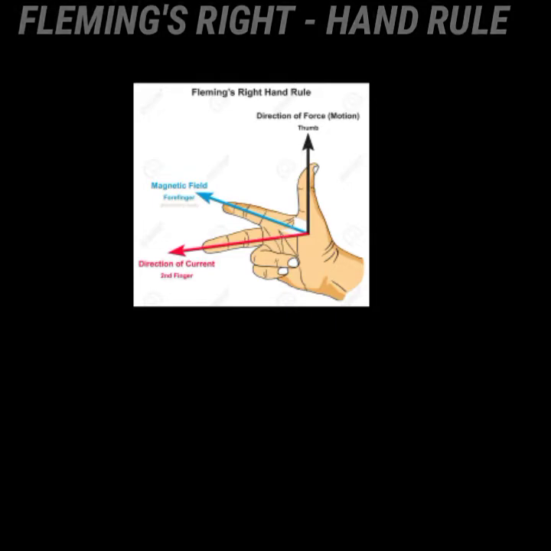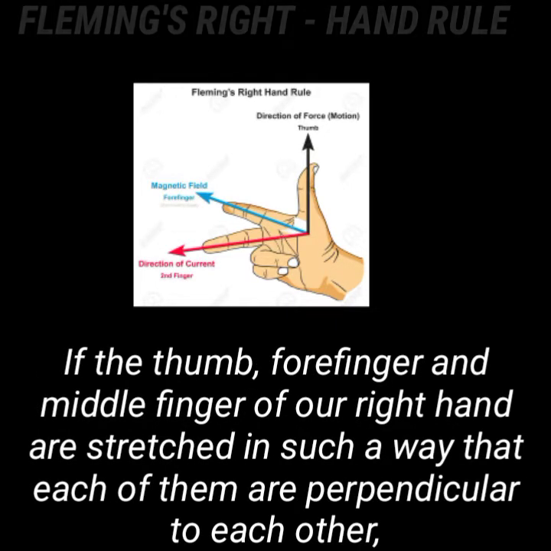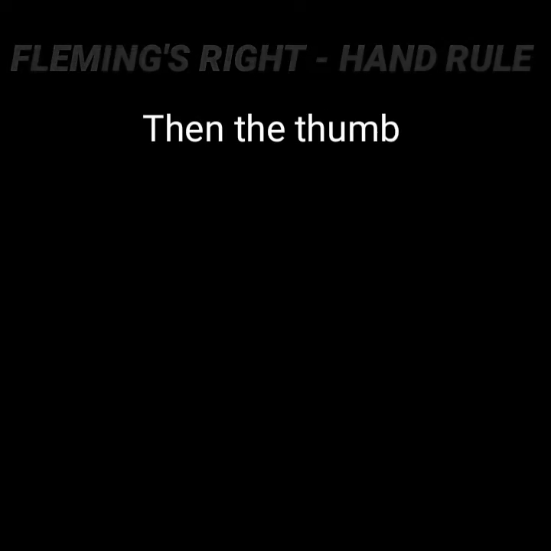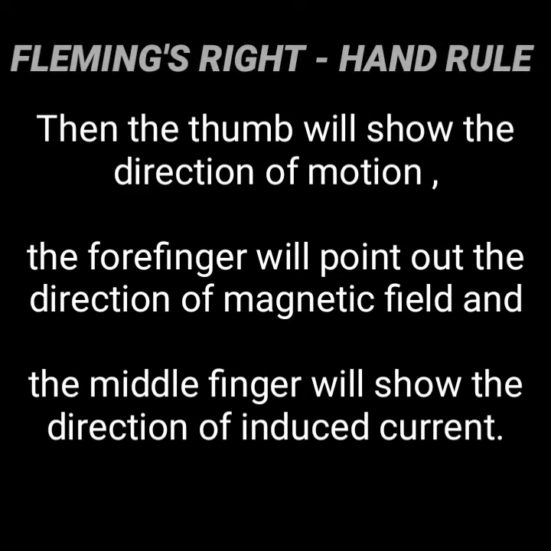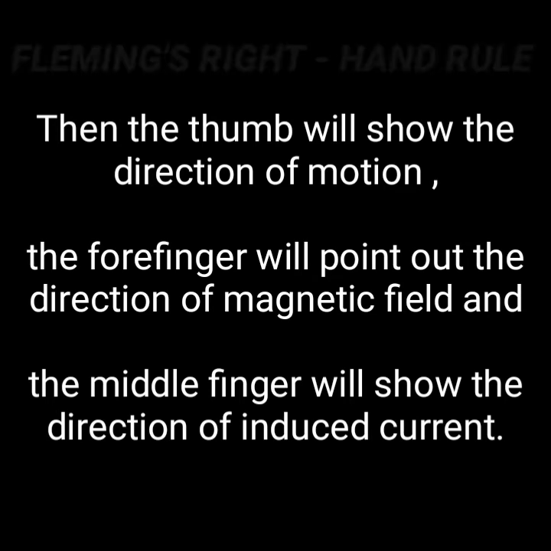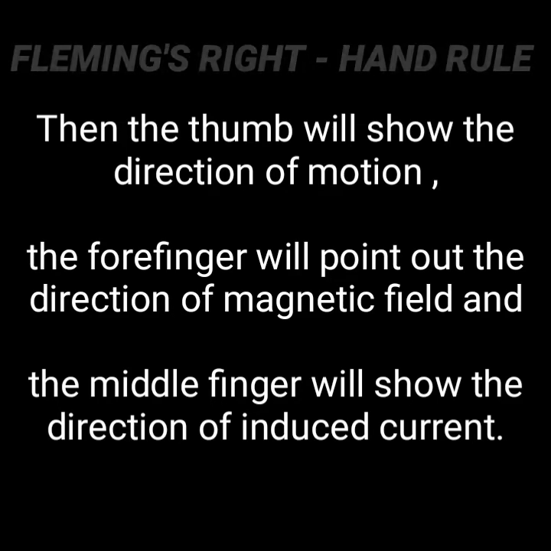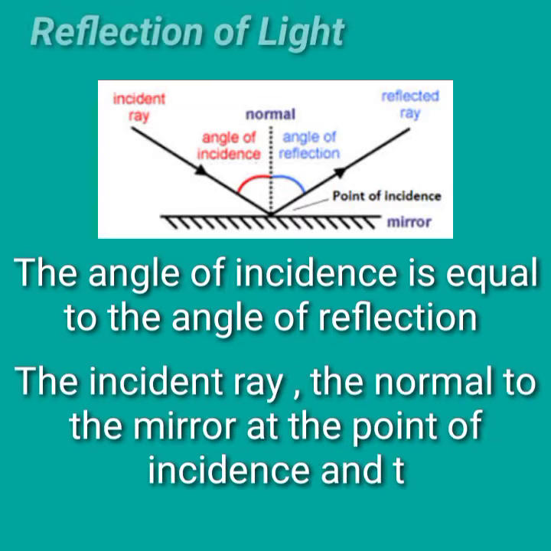If the thumb, forefinger and middle finger of our right hand are stretched in such a way that each of them are perpendicular to each other, then the thumb will show the direction of motion, the forefinger will point out the direction of magnetic field, and the middle finger obviously shows the direction of induced current. The next rule is reflection of light. The angle of incidence is equal to the angle of reflection.